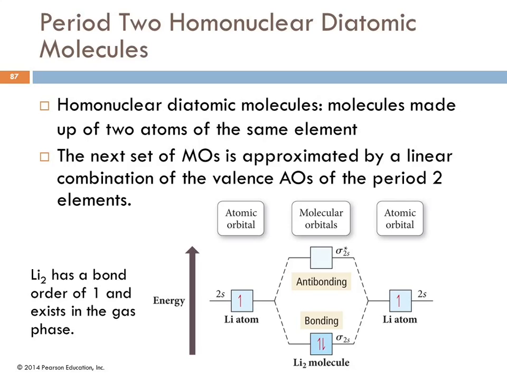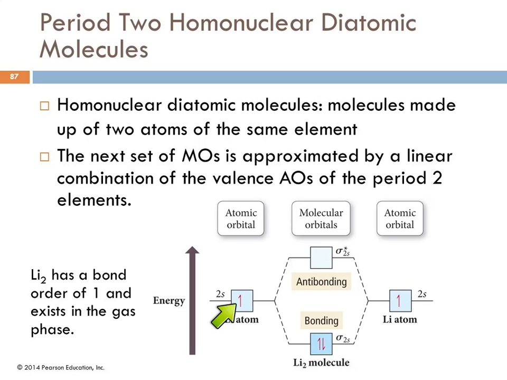So let's look at lithium. We're looking only at valence electrons. So lithium has 1 valence electron. It's in the 2s orbital. And here's the other lithium atom, 2s orbital. When we combine those, same thing happens as with the 1s. We get a bonding orbital, but now it's sigma 2s, and we get an antibonding orbital, sigma star 2s.